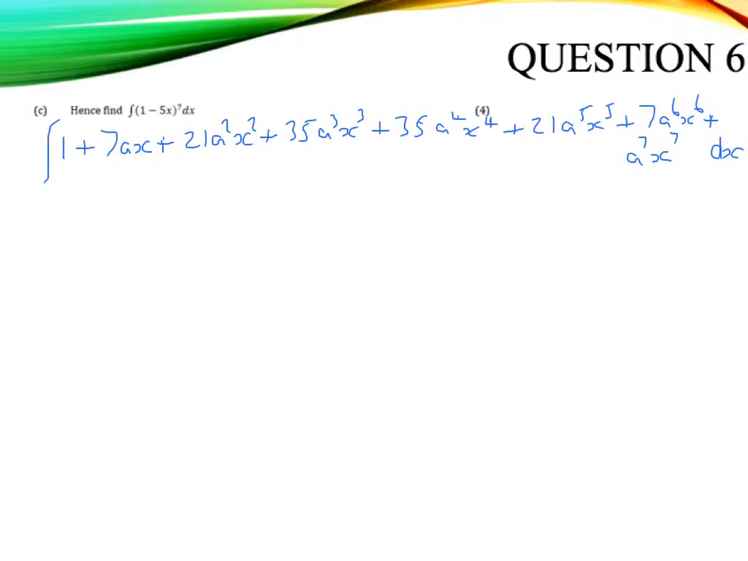Now we know that a is minus 5. In this case, we've worked out the expansion before. We just need to change a now to be minus 5 in each place that we see an a. So we've got 1 plus, now I'm going to do it like this, minus 35x. I'll keep all these bits in brackets and we'll see why in a minute.